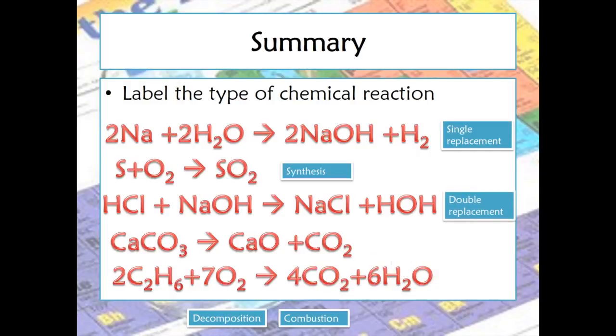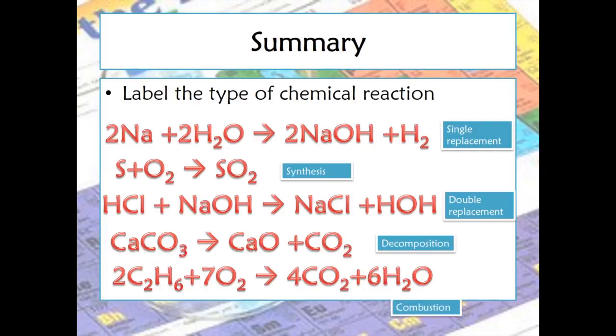In the fourth equation, calcium carbonate breaks down into calcium oxide and carbon dioxide. We have 1 reactant and 2 products, so we know this must be a decomposition. Finally, in the last equation, ethane and oxygen react to form carbon dioxide and water. Since we have a hydrocarbon and oxygen for reactants, and water is one of the products, this is a combustion.